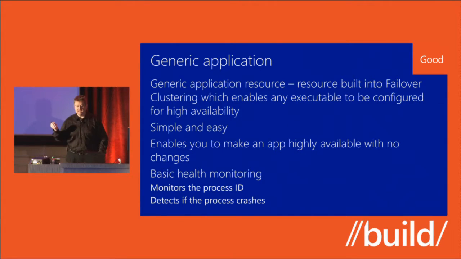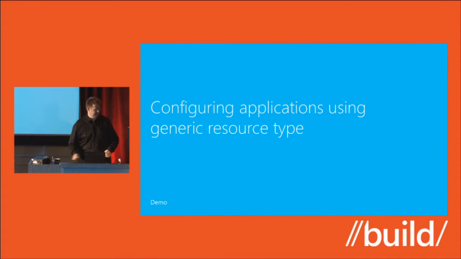Generic app also does very basic health monitoring. It's just monitoring the process ID. If the process ID goes away, we detect it has crashed and we start it up somewhere else. All right, so let me show you. Death by PowerPoint. Let's see what this thing looks like.